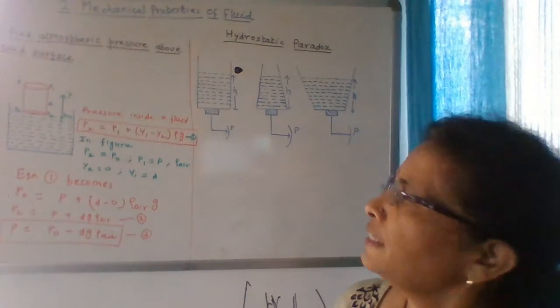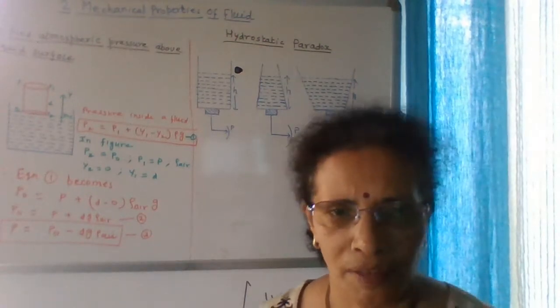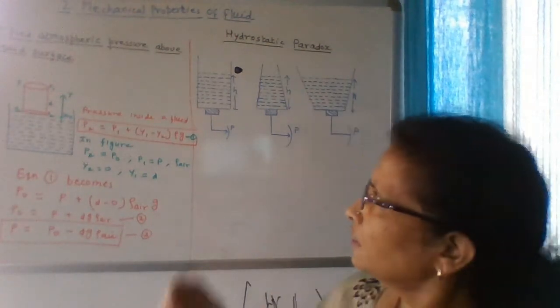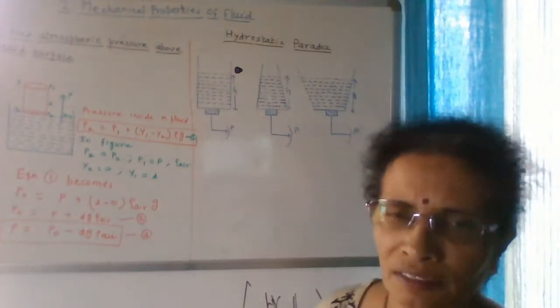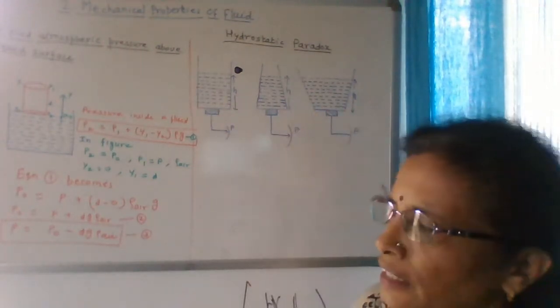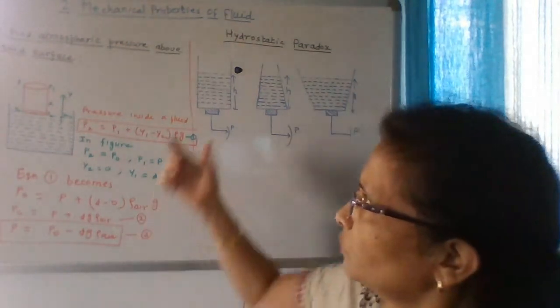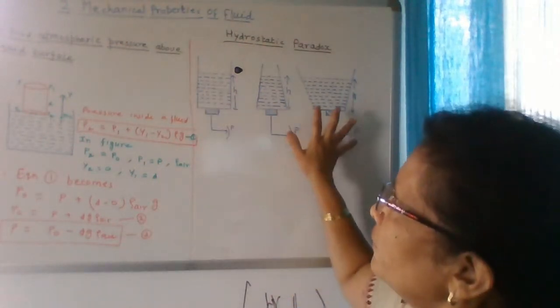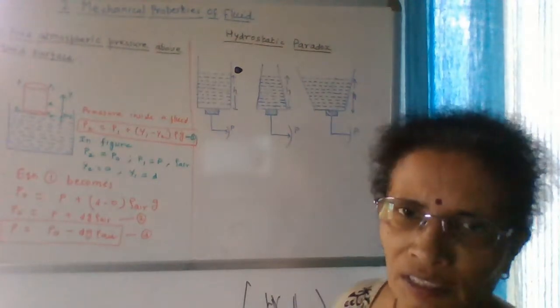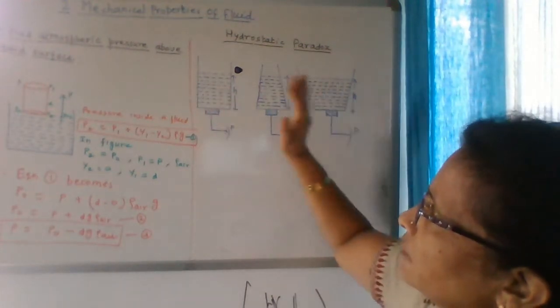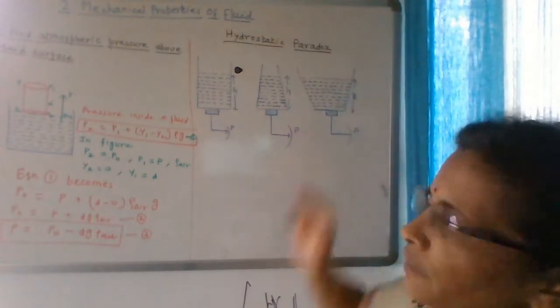Now we will see the concept of hydrostatic paradox. What is it? See this situation. These are three diagrams, three containers of different shapes. One is the straight one, this is the wider one, and this is the narrow one. In all three containers, the same liquid is filled to the same height.